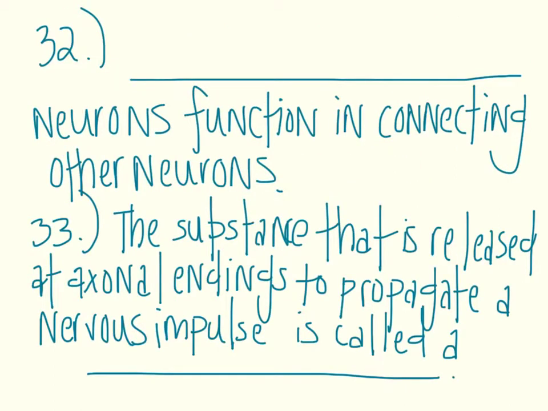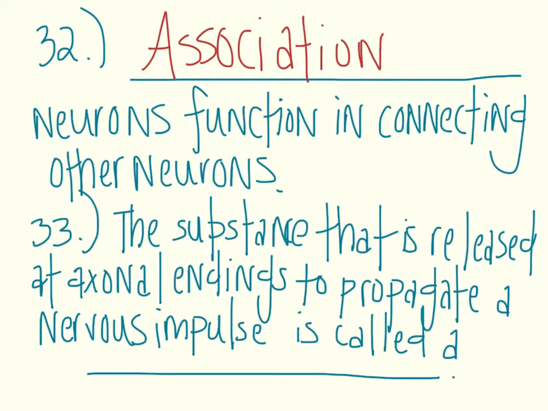Question 32 asks what neurons function in connecting other neurons, and those would be association neurons. So any type of neuron that connects one neuron to another is known as an association neuron. And then the substance that's released at the endings of an axon to propagate, which means to continue on, a nerve impulse is called a neurotransmitter. So neurotransmitters help the message continue. So they will help stimulate more neurons along the way.